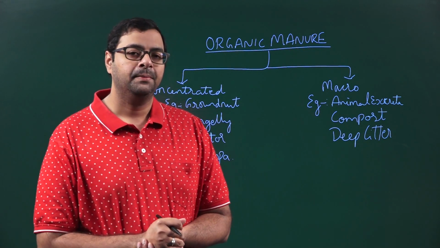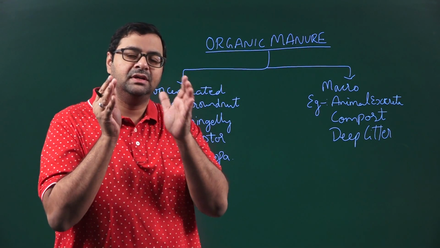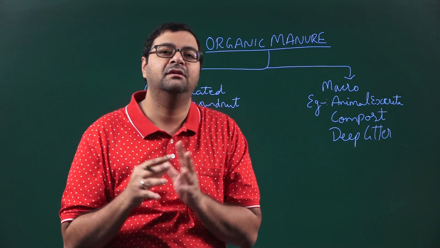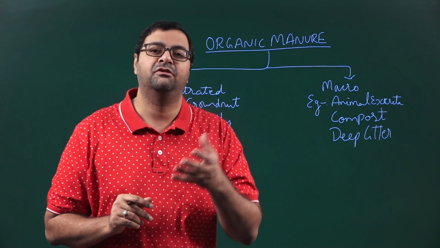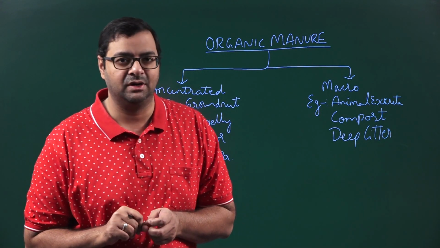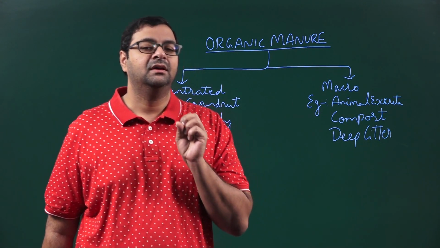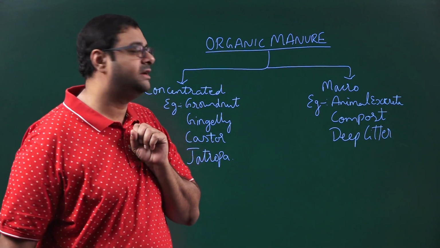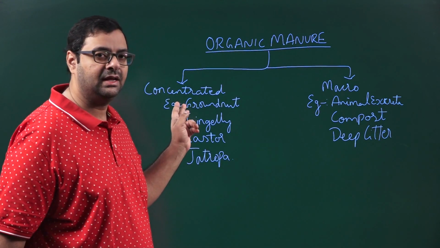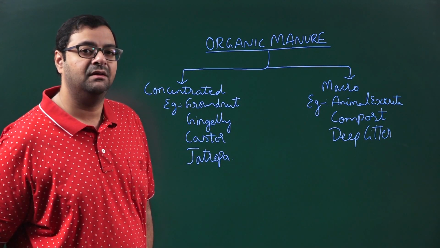Now, organic manure is used in the fields to make the field nutrient rich before the farmers put the crops on it. In order to achieve that, organic manures are distributed into two groups. The first one is concentrated organic manure and the second type is macro organic manure.